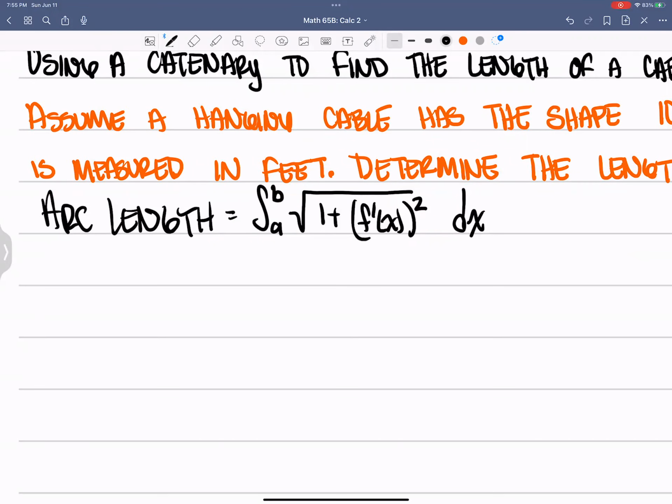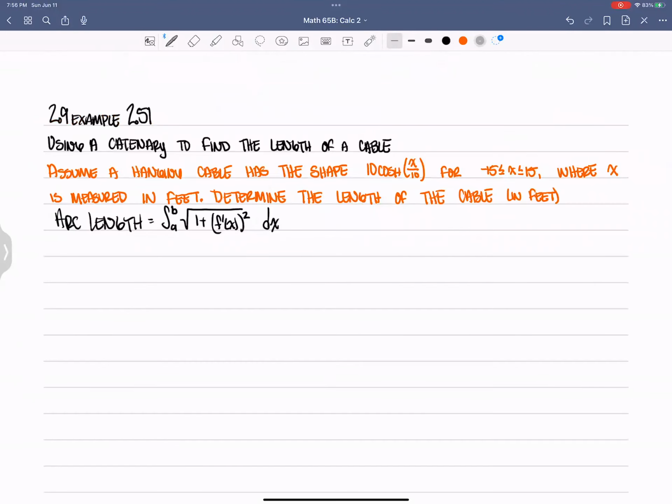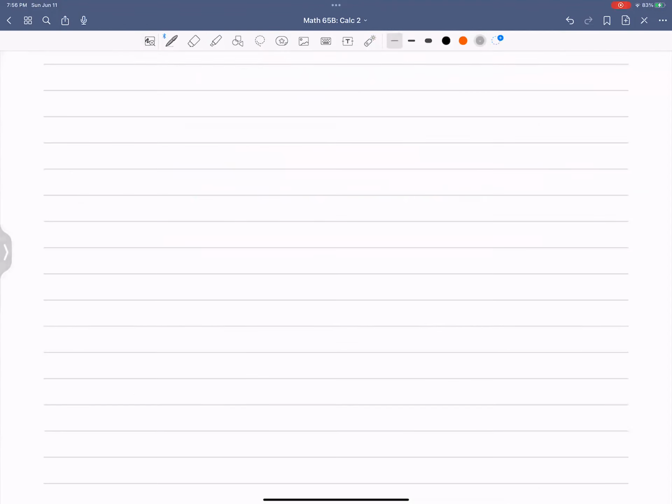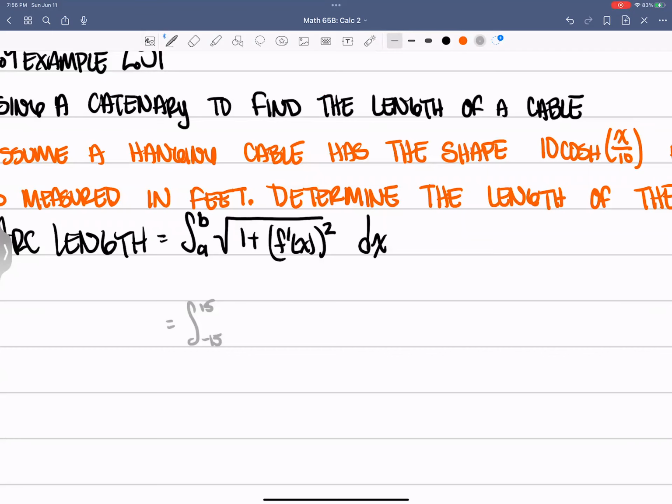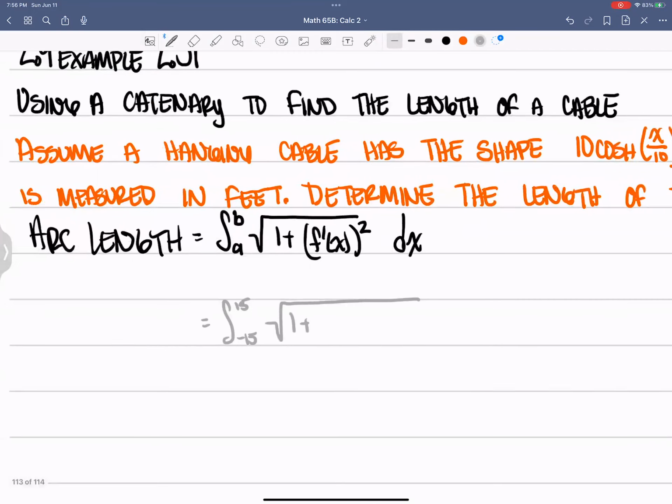So in order for it to match up with everything that we have here, we have to take the derivative of our function and evaluate it from negative 15 to 15. Hopefully we see something nice here. It would kind of suck if we didn't. So going from negative 15 up to 15, we have 1 plus, let's find the derivative of 10 cosh x over 10.